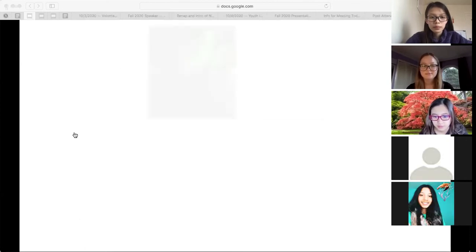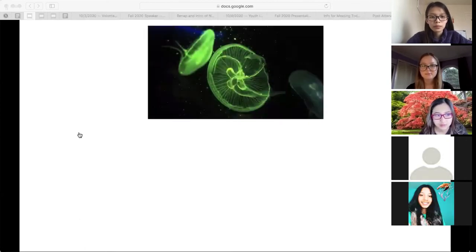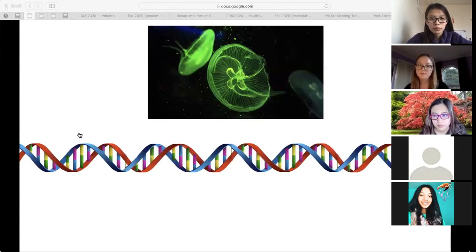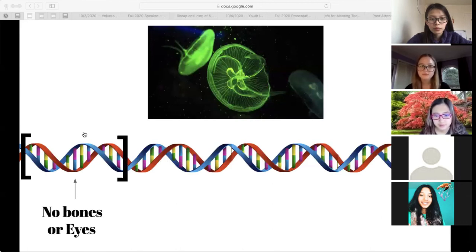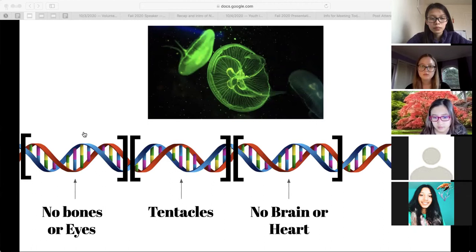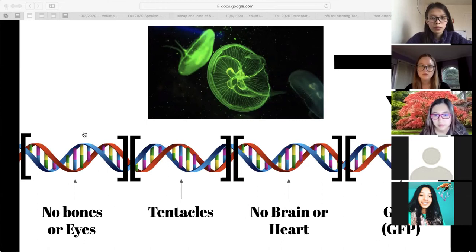One thing that's super important is that GFP actually comes from a specific type of jellyfish. So we can look at the DNA of a jellyfish and we'll find the section that makes the jellyfish glow. Here is the section that says it has no bones or eyes. Here's the section that says it has tentacles. Here's the section that says it has no brain or heart. And here is the GFP. Now, in order to be able to use it, we're going to take this section out.